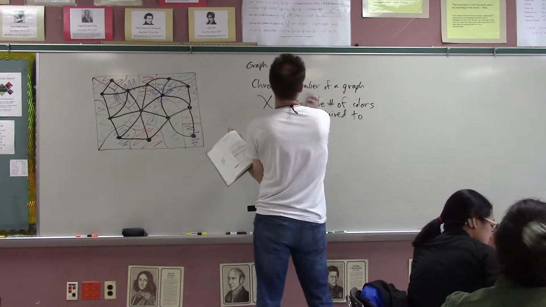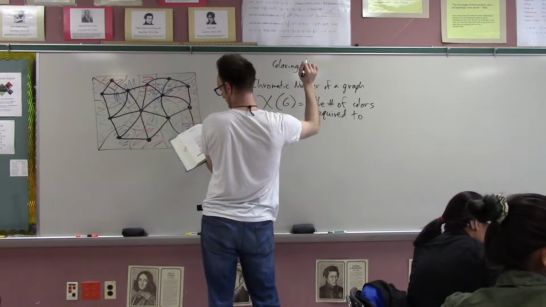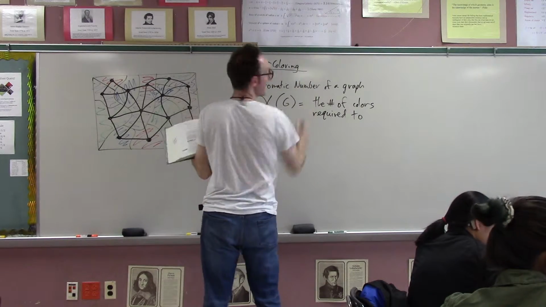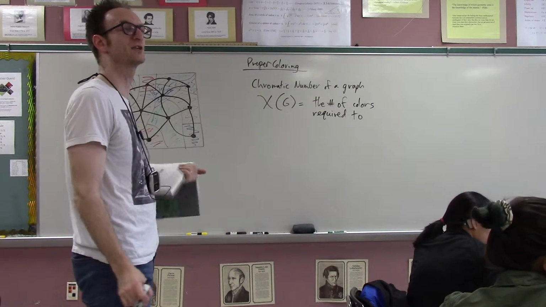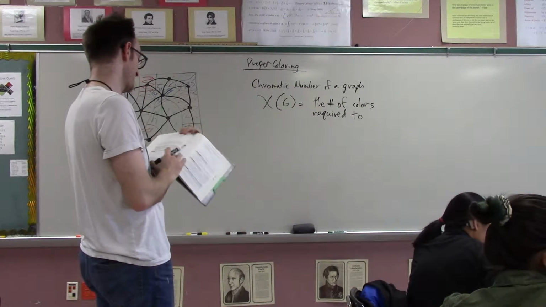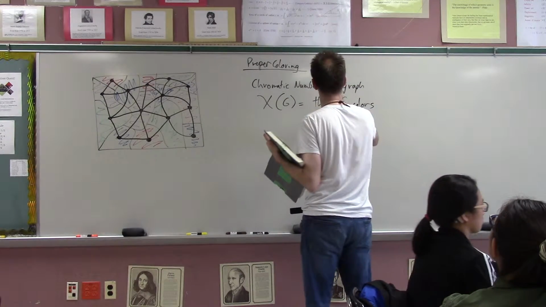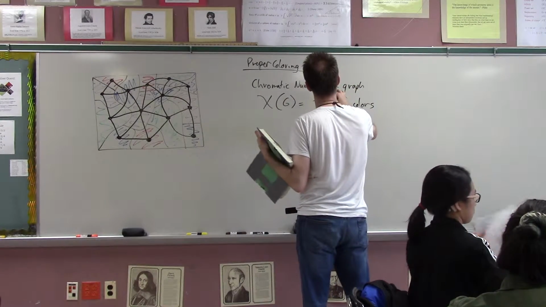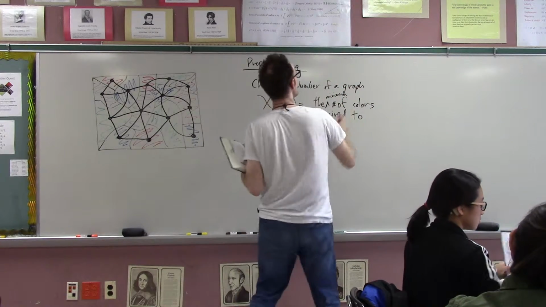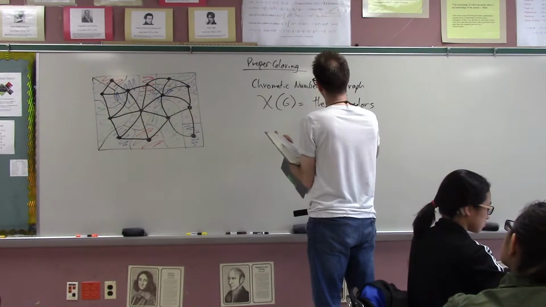This is called a proper coloring. A proper coloring of a graph is a way of assigning colors to the vertices of the graph such that no two adjacent vertices have the same color. And the chromatic number of a graph is the minimum number, I should say, because you could always use more, the minimum number of colors required to properly color it.